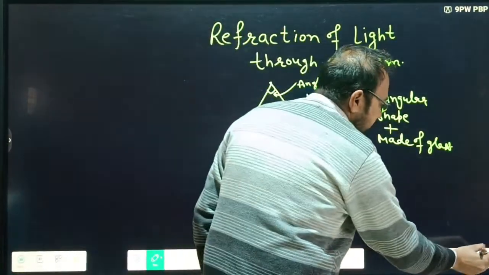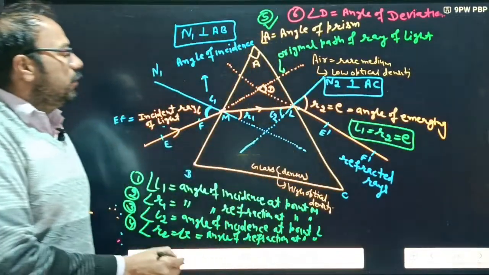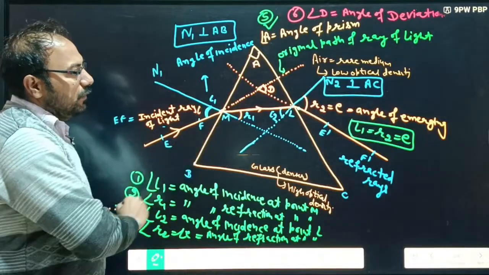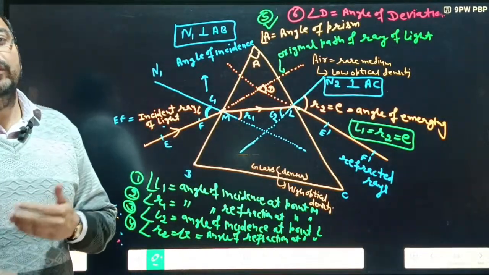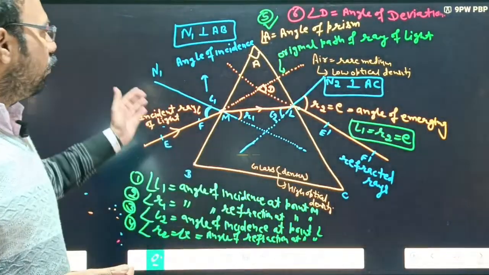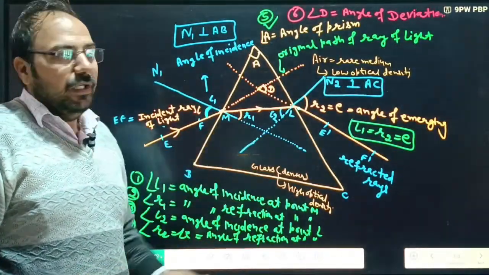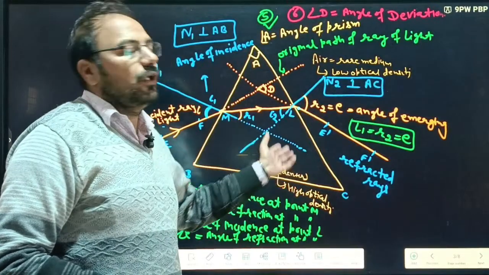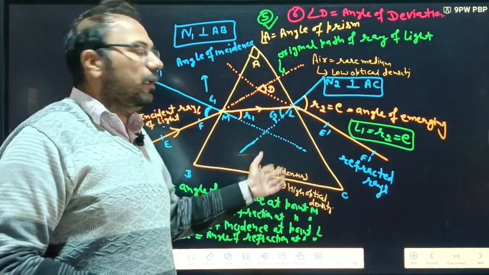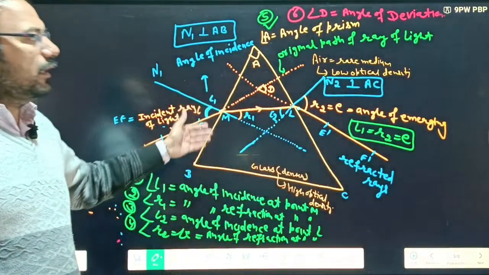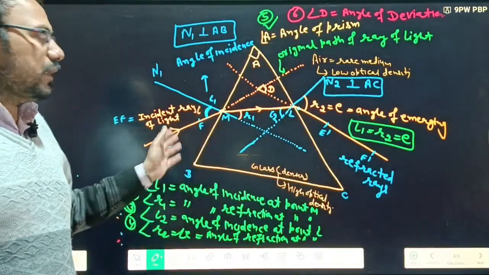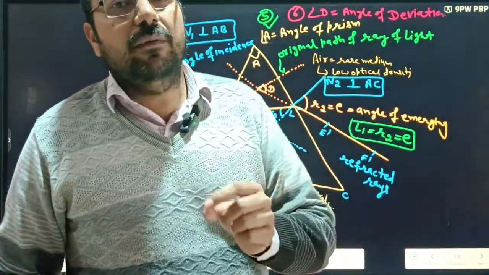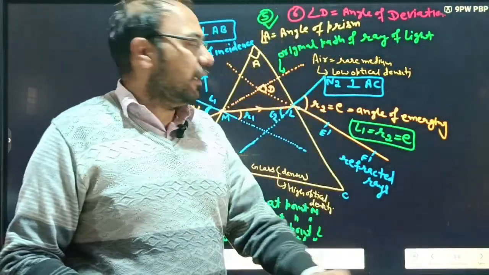Here we study a monochromatic light that passes through the prism. It undergoes the phenomenon of refraction. When it goes from a rarer to a denser medium, it bends toward the normal, and when it goes from a denser to a rarer medium, it bends away from the normal. Here we take an example of which type? Monochromatic light. Monochromatic light means single wavelength light or single color light.